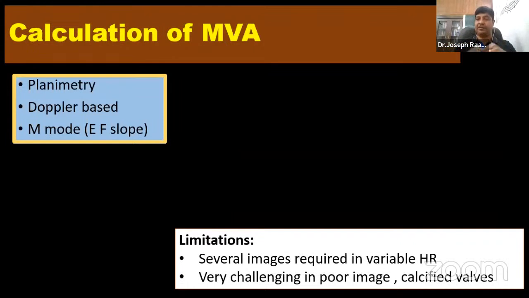Number one is the area, then of course your pressure gradient. How can you assess the severity of the mitral valve area? There are two methods we use. Even though there are three methods, the EF slope we are not following, because it is not proven beyond doubt that it tells you about the severity. So we follow these two methods, planimetry and Doppler based. We have been using both methods in ultrasound earlier also, so it is not very difficult.